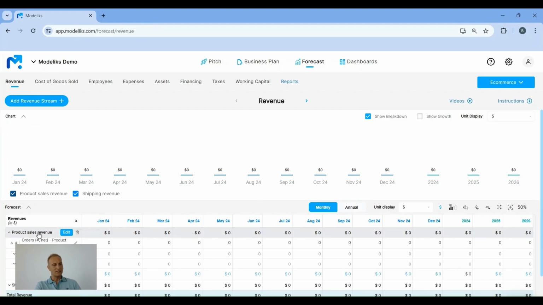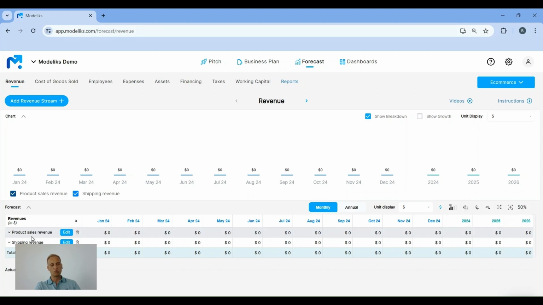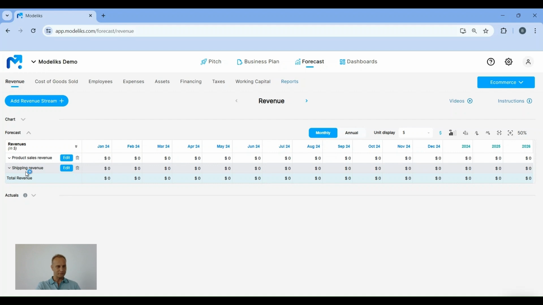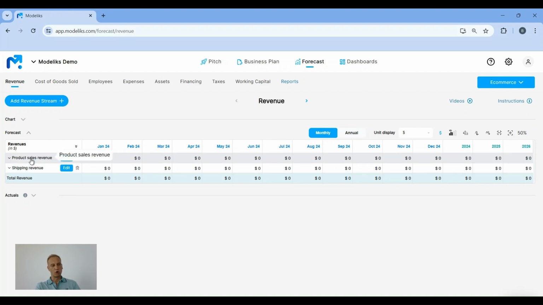First, as we said, we will have two revenue streams for our e-commerce business. One is going to be product sales revenue from selling products on our platform, and shipping revenue. Now, let's start with product sales revenue.